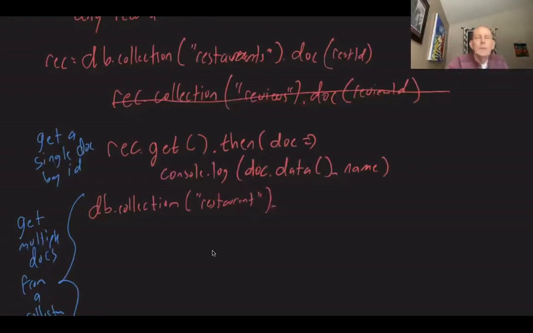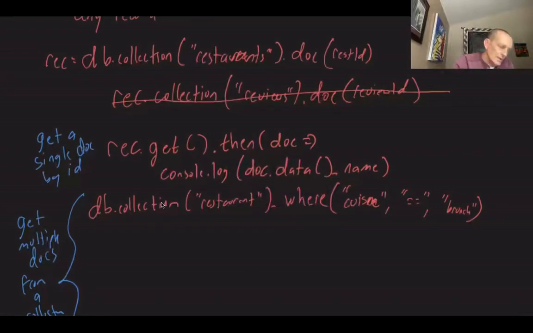And so a query can have where clauses. So where, for instance, let's say cuisine is equal, and let's say it's brunch. So this is a query that we can make. We can go ahead and for our query, we do a get.